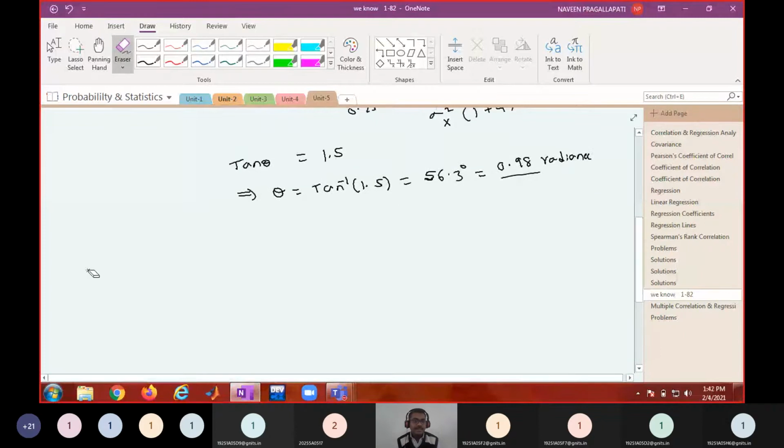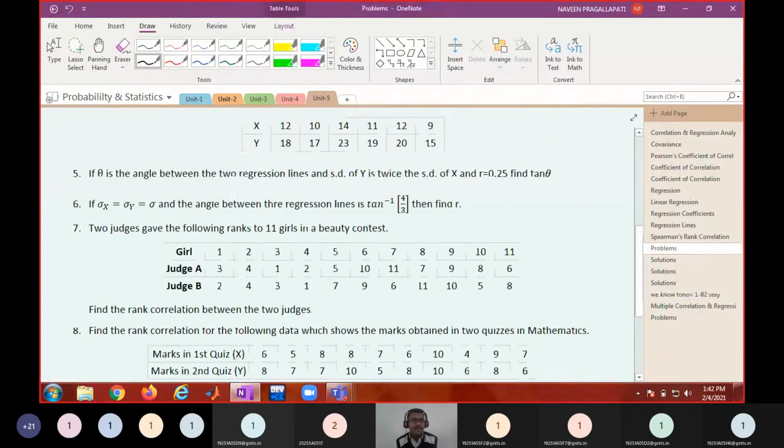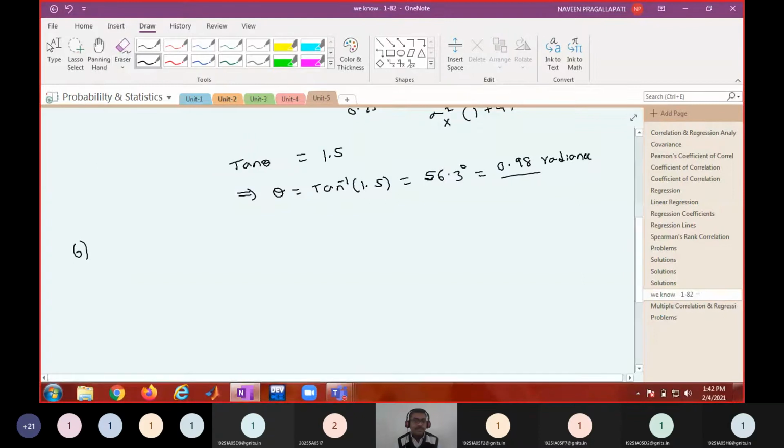After that, what is the next question? Problem number 6, sir. If sigma x equal to sigma y equal to sigma, then the angle between the regression lines is tan inverse 4 by 3. Then find r. So you are asked to find out r. How do you find it? So we know the angle between the two regression lines.